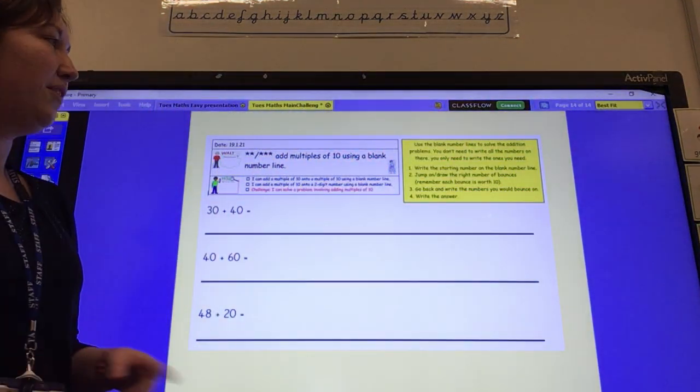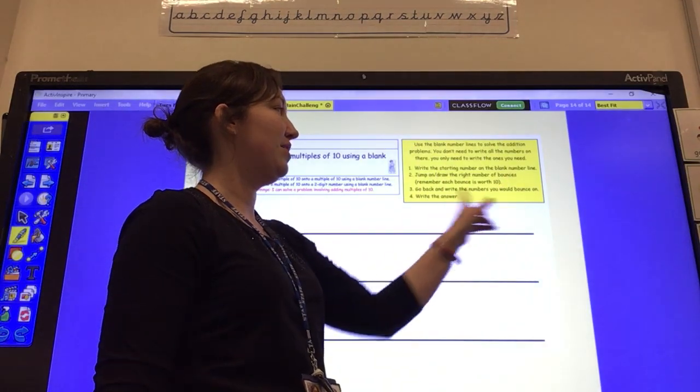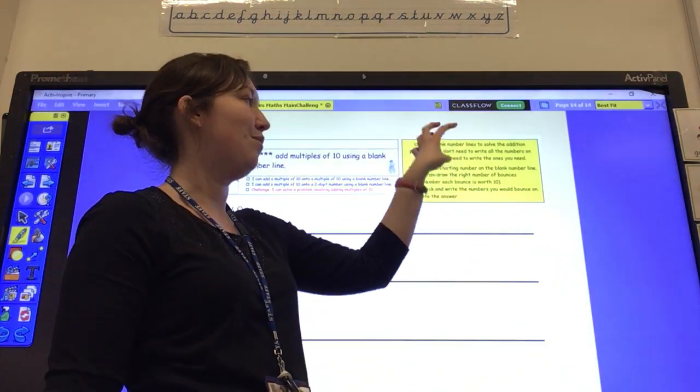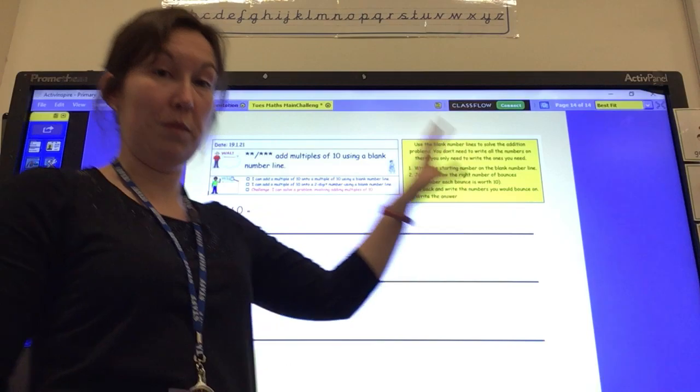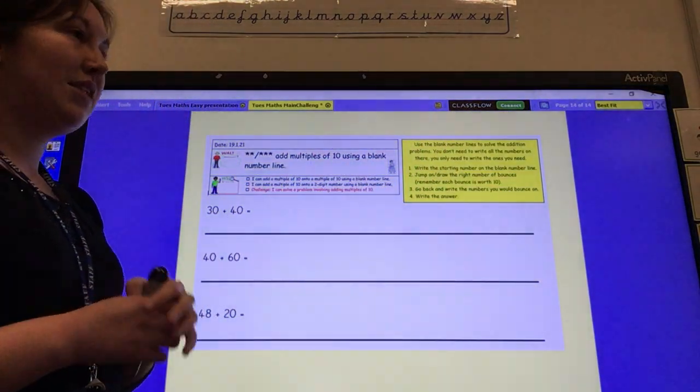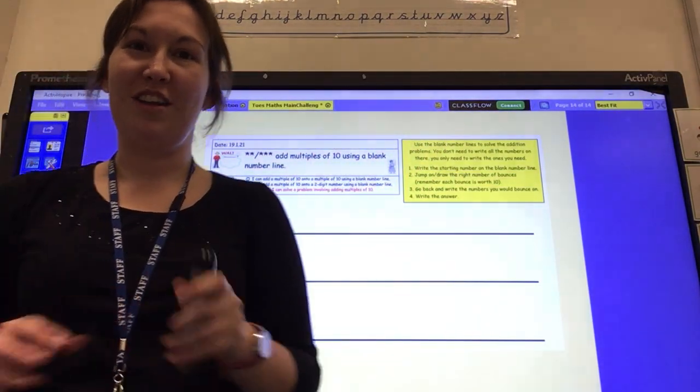So your sheet will look like this, and just like last week, I've given you those steps to success to remind you how you need to solve the problem and the steps you need to take. So I look forward to seeing your lovely maths work. Good luck, everybody.